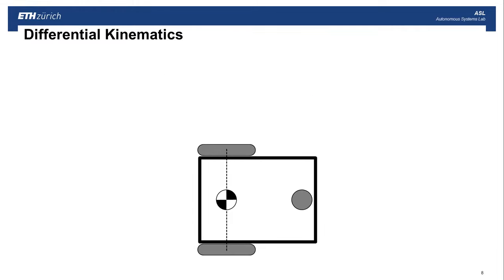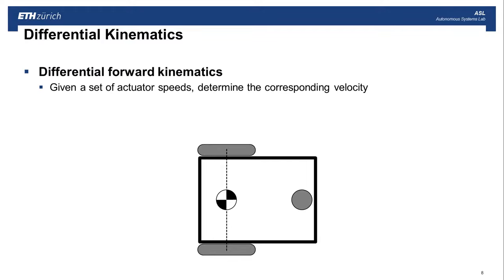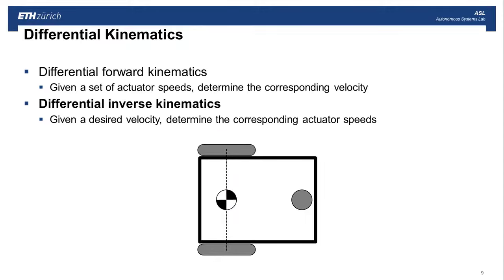And so instead of kinematics, we talk about differential kinematics. And we still have the forward and inverse problems, but they're slightly different. For differential forward kinematics, we say given a set of actuator speeds, determine the corresponding platform velocity. And in the differential inverse kinematics problem, you say given a desired velocity for the platform, determine the corresponding actuator speeds.